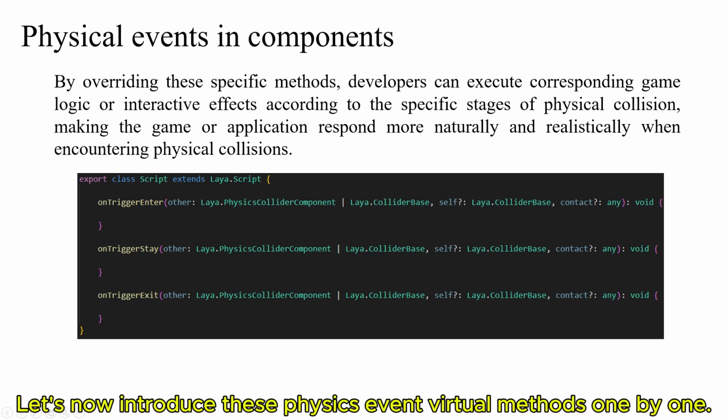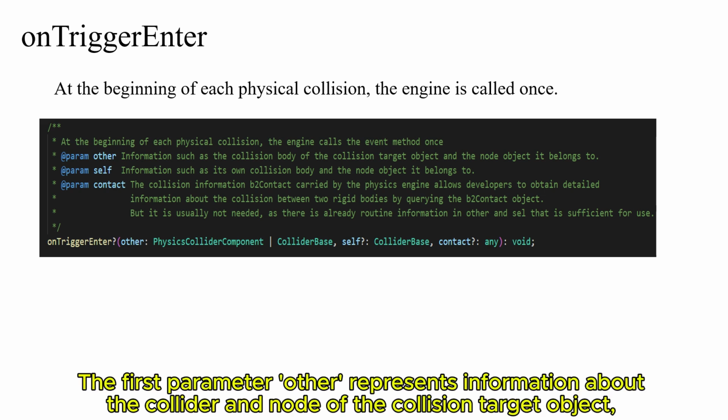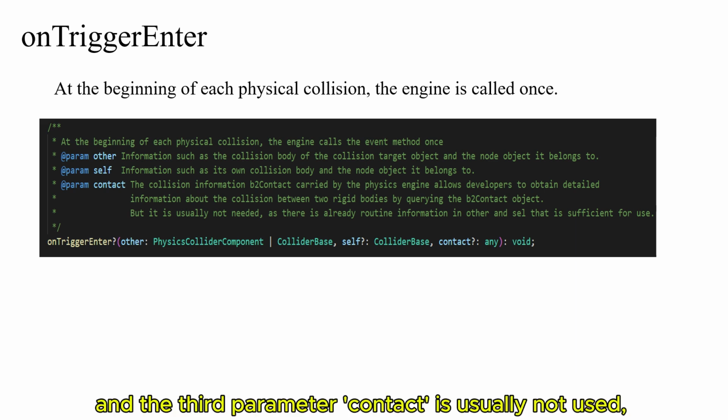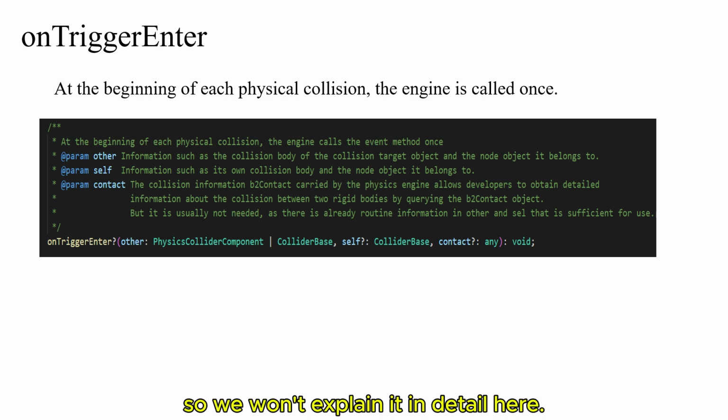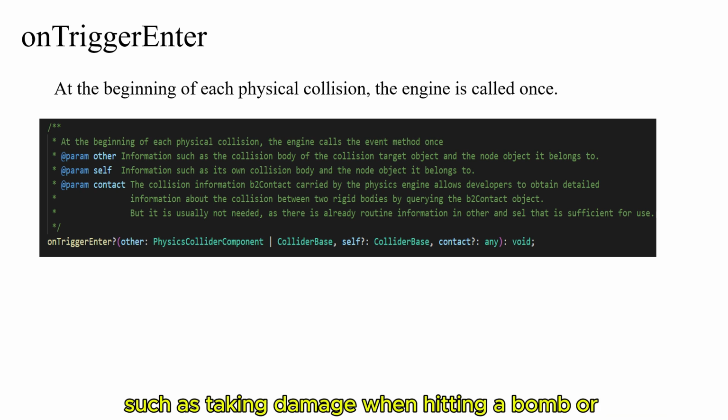Let's now introduce these physics event virtual methods one by one. First is onTriggerEnter, which is an event method called once by the engine at the start of each physical collision. The first parameter other represents information about the collider and node of the collision target object. The second parameter self represents information about one's own collider and node. And the third parameter contact is usually not used, so we won't explain it in detail here. In game development, this method can be used to add logic such as taking damage when hitting a bomb or recovering health when hitting a medicine box.